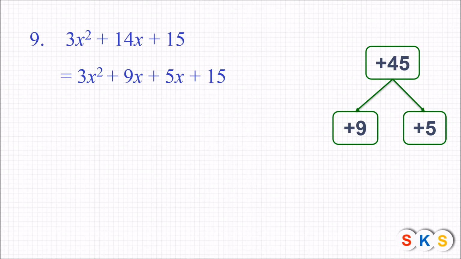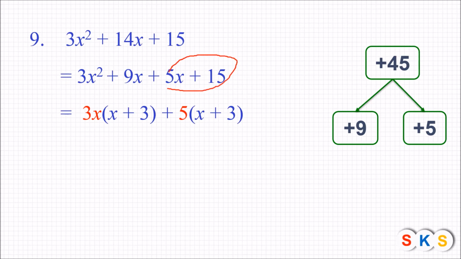So if we take 3x as common, we get 3x in a bracket, x plus 3. And what is the common in the second group? The common in the second group is 5x plus 15, where 5 is common.